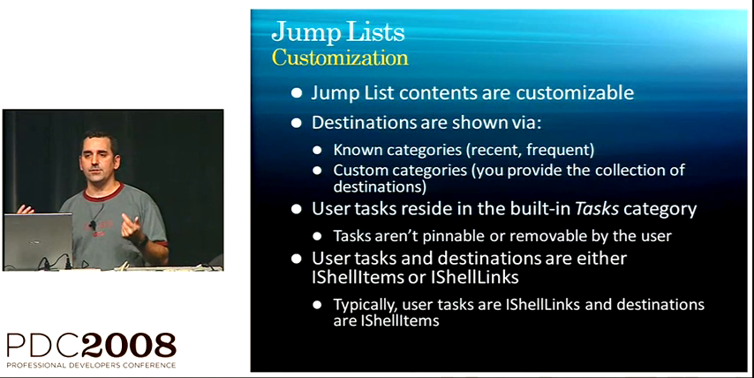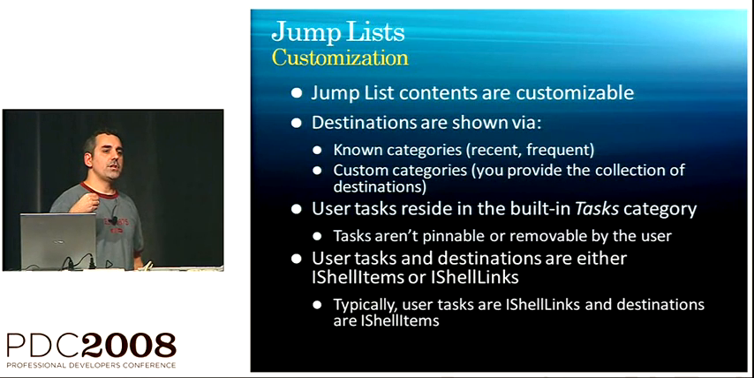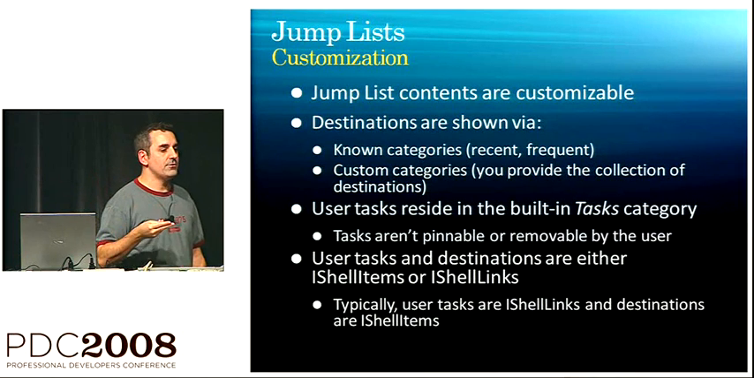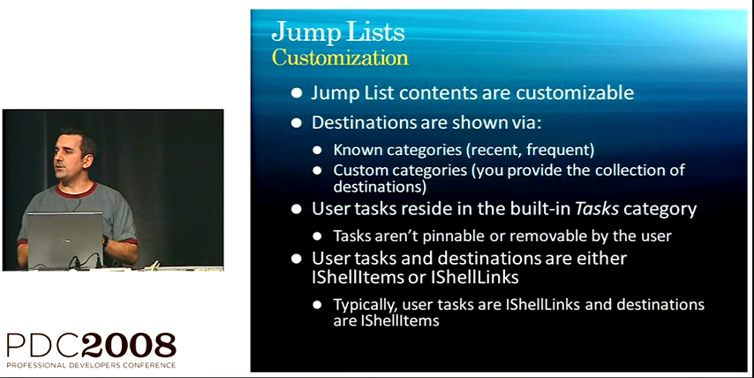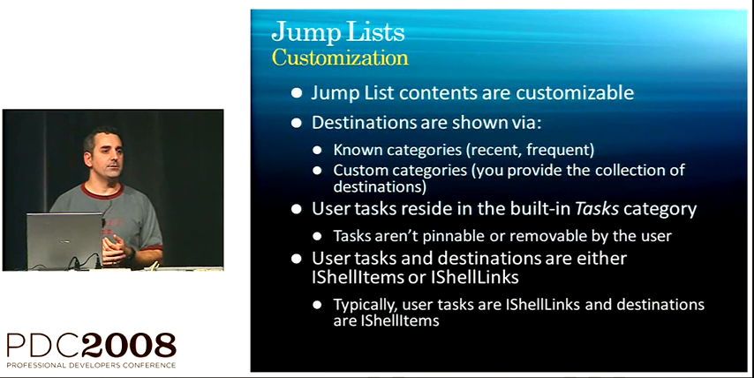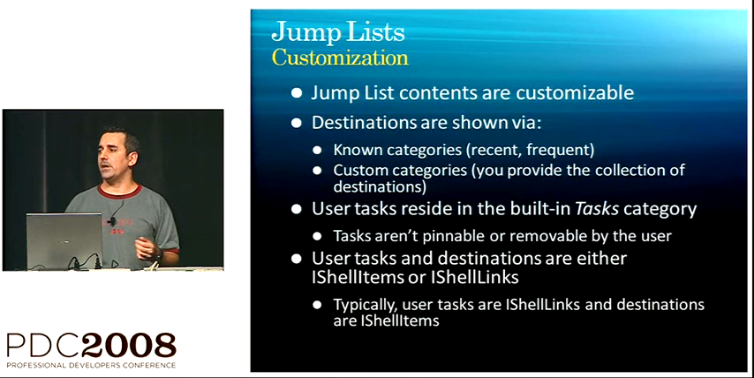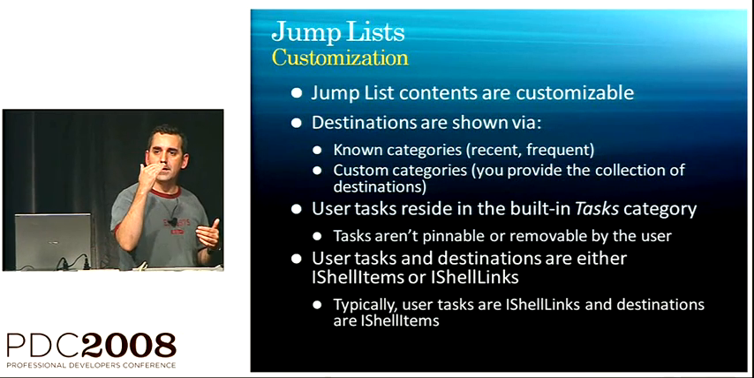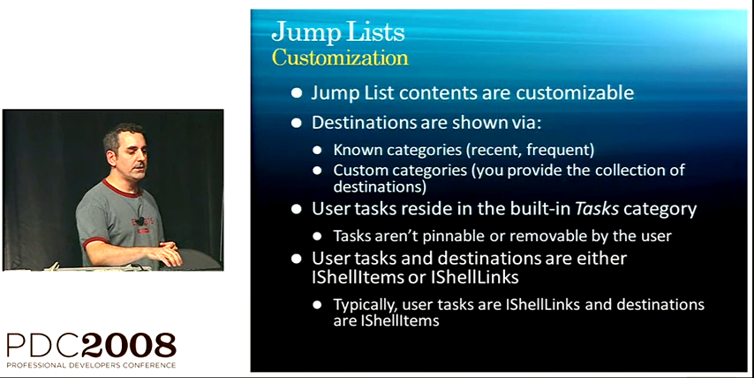Okay, so as far as what destinations and tasks actually are, they're either shell items or shell links. These are two constructs that have been around for quite a while in the Windows shell. A shell item is really just a pointer into the shell namespace. You can kind of think of it as being analogous to a file path. And a shell link is just a shortcut. That is an executable, a command line, has an icon and a description. And so the items in a jump list are either a shell item or a shell link.